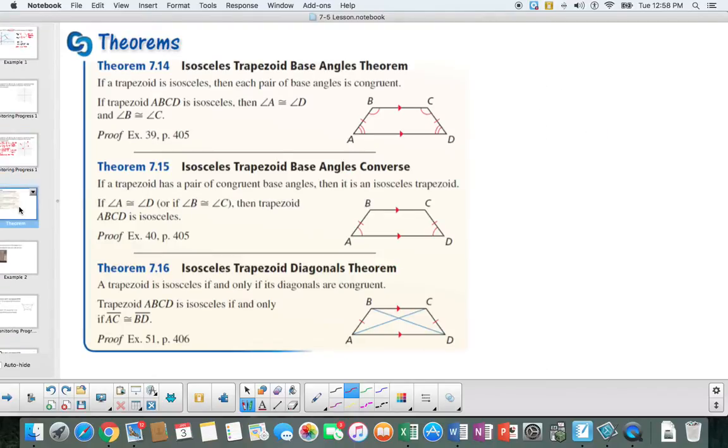Let's take a look at 3 things that we can learn about isosceles trapezoids. These two are converses of each other. So if you have an isosceles trapezoid, the base angles are congruent, and if you have base angles congruent, then you have an isosceles trapezoid. Now this is already an if and only if statement, which says that if you have an isosceles trapezoid, the diagonals are congruent. Now that happened with a rectangle, but unfortunately these diagonals are not going to bisect each other like they did in the parallelogram.